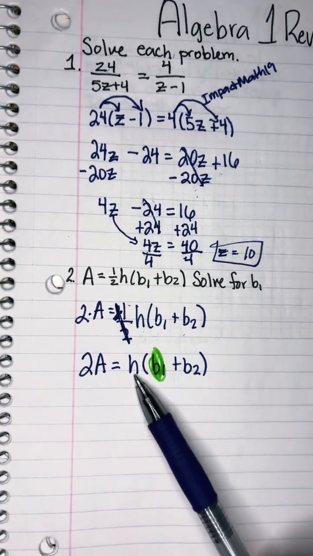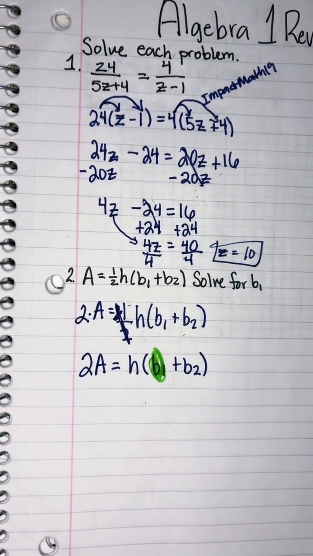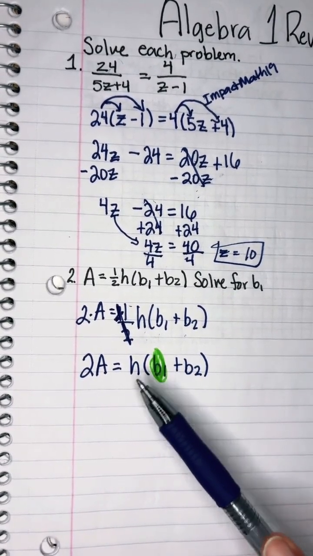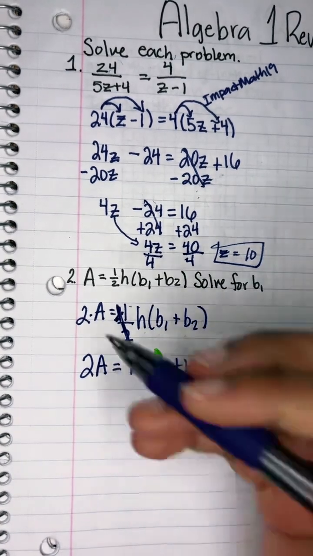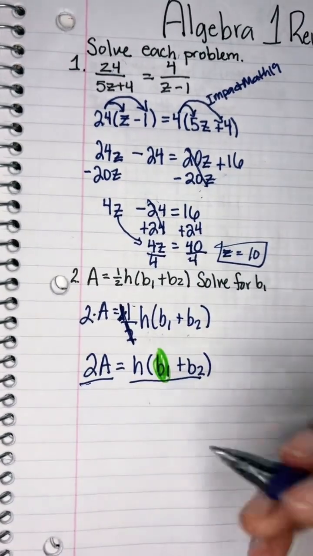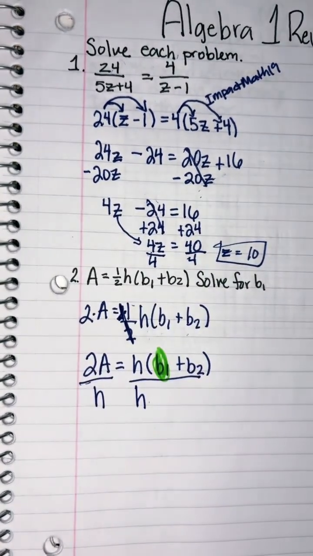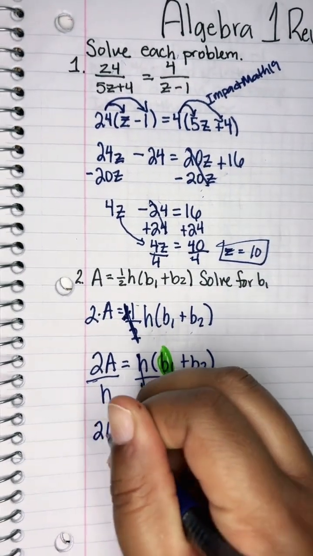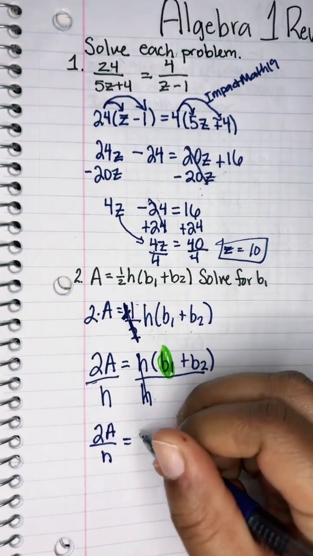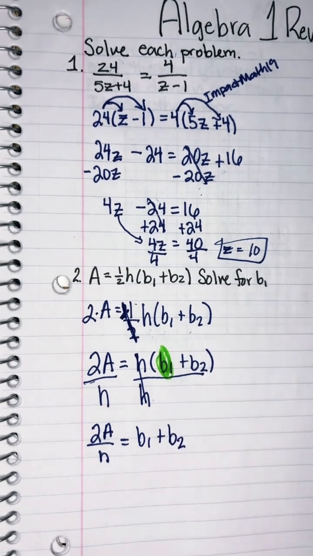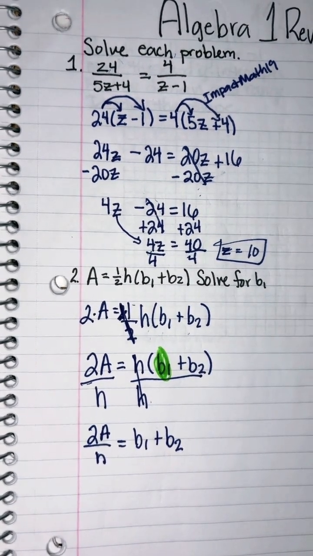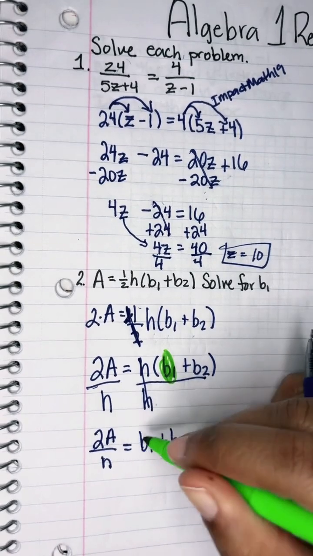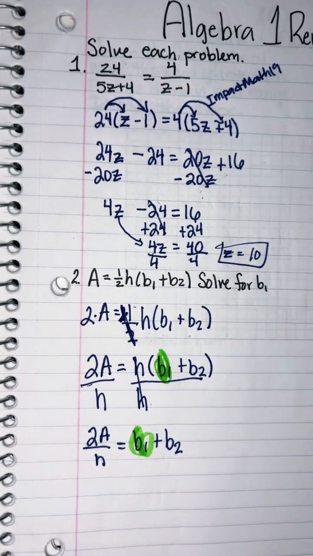So we want to move this H. We have to ask ourselves, how is the H connected? Well, whenever a letter is attached to a parenthesis, that's multiplied. So to undo the multiplication, we're going to divide, but we have to do it to both sides, by H. Okay, so now this is gone, and we have 2A over H equals B1 plus B2. All right, we're getting there, right? Can anybody tell me what's our last step to solve for B1?